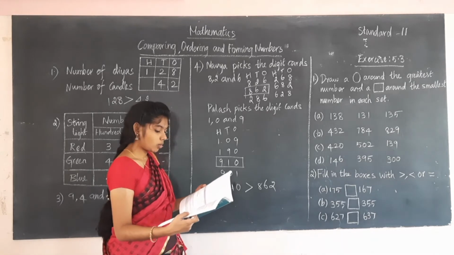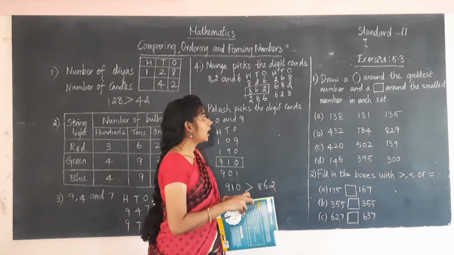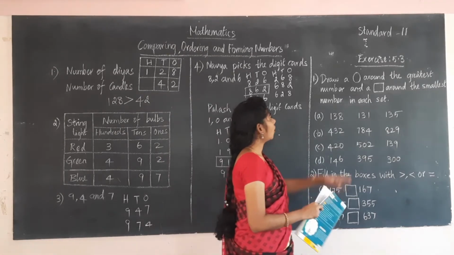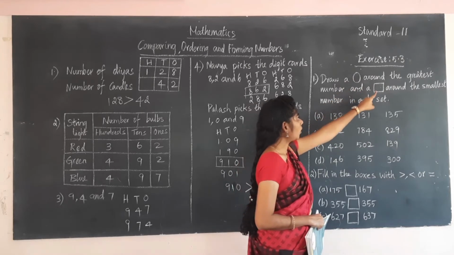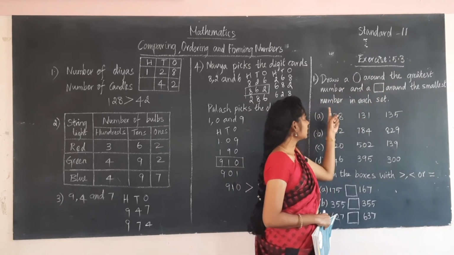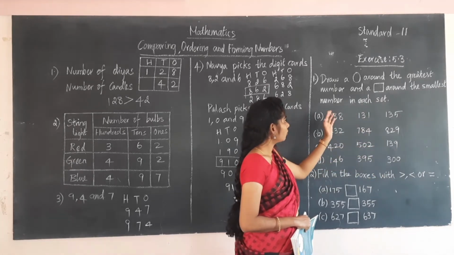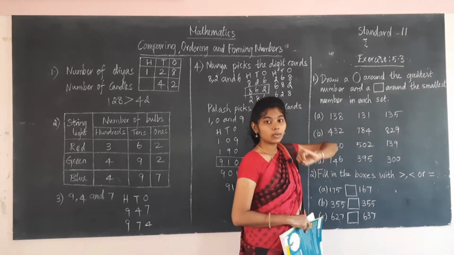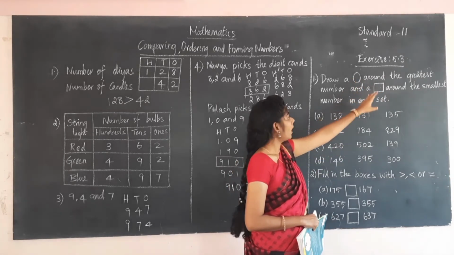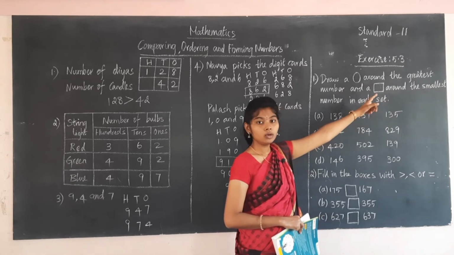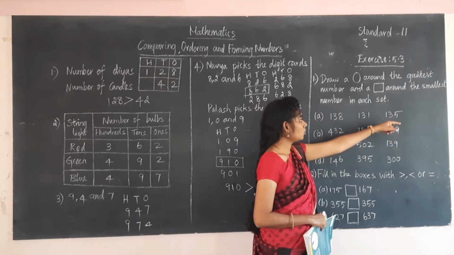So the next thing we are going to see, we are going to try the exercise problem 5.3, and the first sum is: draw a circle around the greatest number and a box around the smallest number in each set. Here each set is given. So what we are going to find? The greatest number and the smallest number. For the greatest number, we have to circle the number, and for the smallest number, we have to give a box on the number.